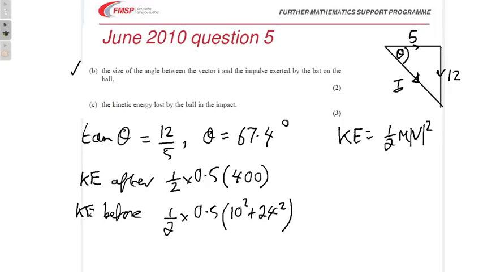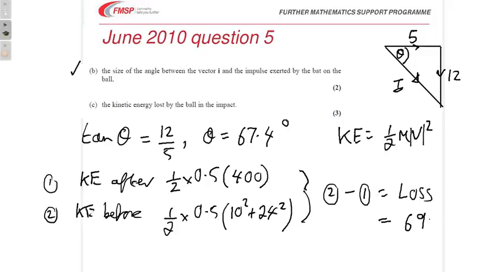If you evaluate those two kinetic energies and subtract them, 2 minus 1 gives the loss, which comes to just 69 joules of energy.